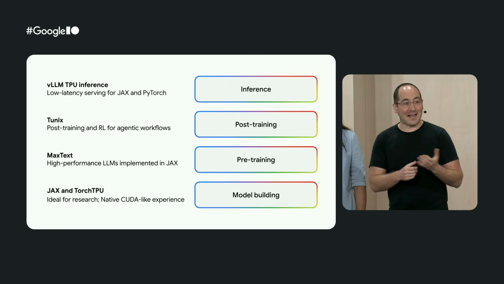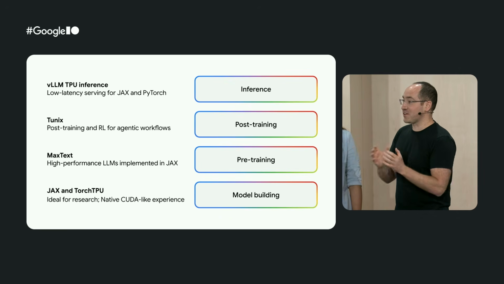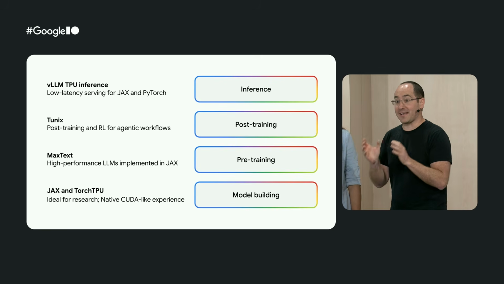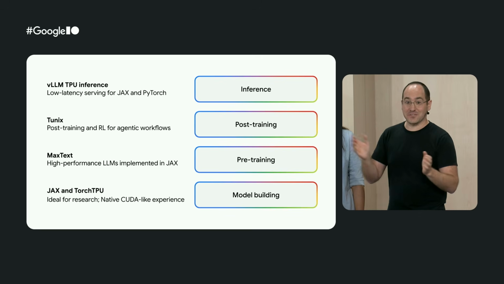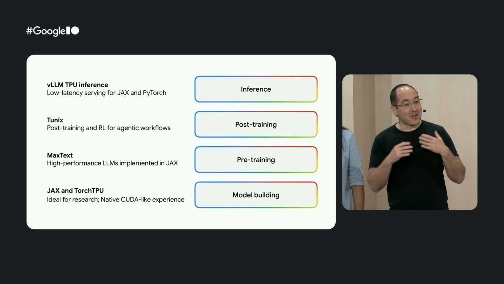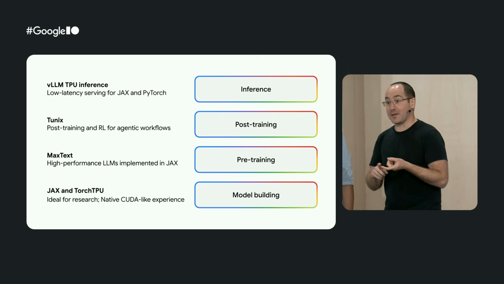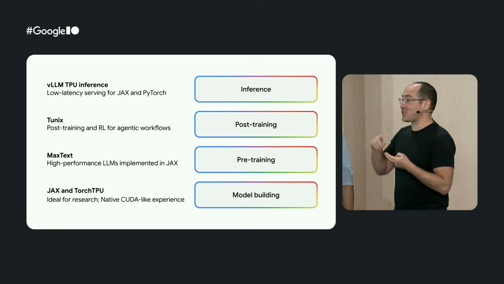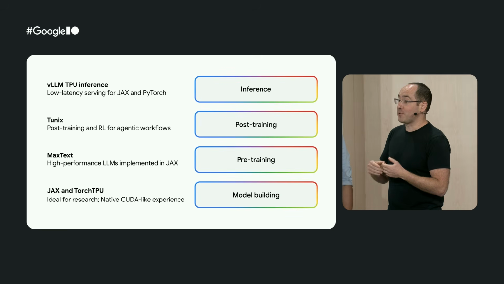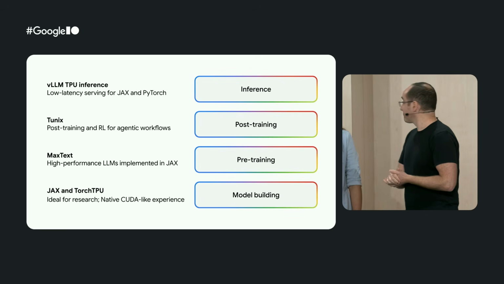Then quickly, we'll go through MaxText, which has high-performance reference implementations of all sorts of large language models implemented in JAX. And these will scale out of the box to thousands of chips, which is super cool. And then we'll talk about frameworks for actually building models. So JAX, which is used to build Gemini and Gemma. And then we'll talk about Torch TPU, which is really cool. It's new software we're working on to make it really easy for you to run your PyTorch code on TPUs without code changes. Awesome.